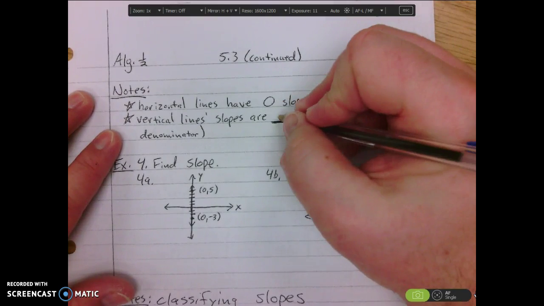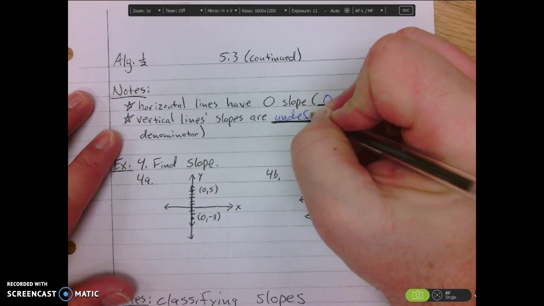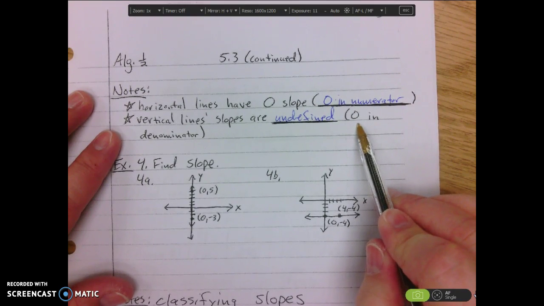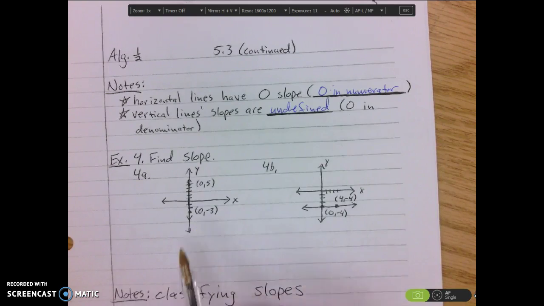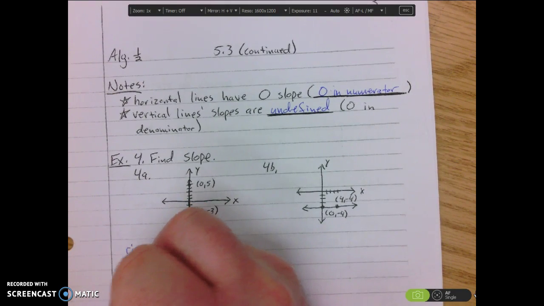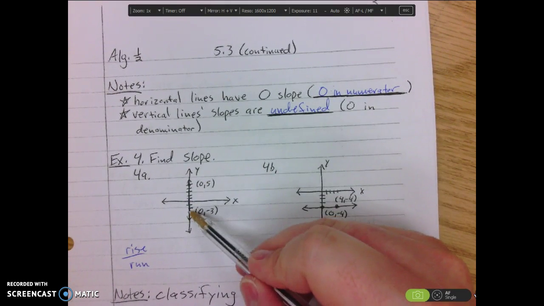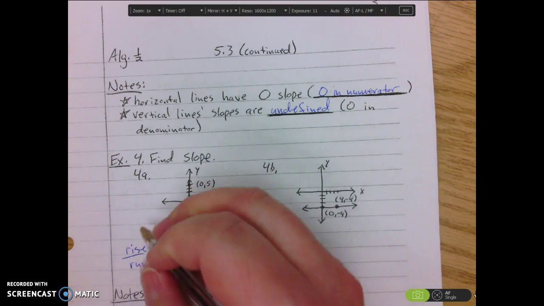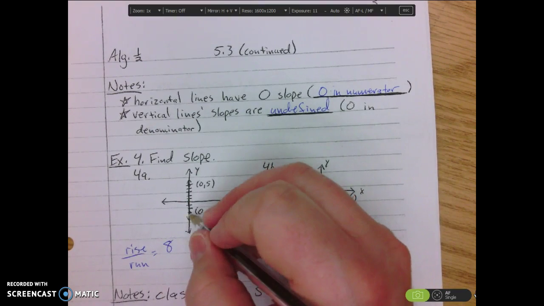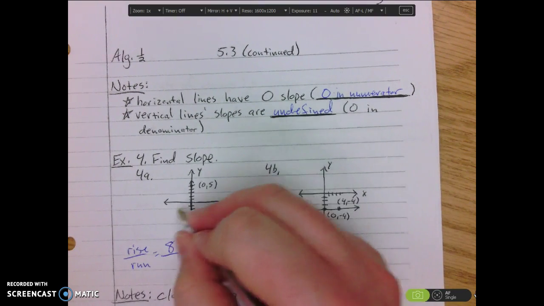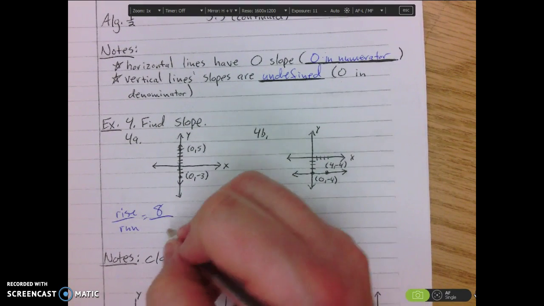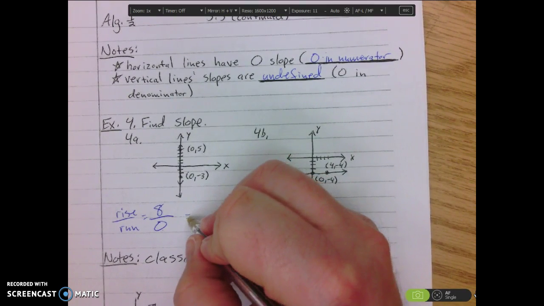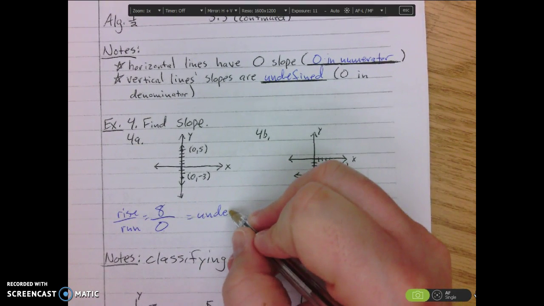Vertical lines, slopes are undefined. Because we would have a 0 in the denominator. Okay, so let's take a look at this to show you real quick. On this one here, rise over run. Here's my line. It goes up 1, 2, 3, 4, 5, 6, 7, 8 units. Or it could go down 8 units if you want to consider that. But it doesn't really matter because if you notice the run, it goes left or right 0 units. It doesn't go left or right at all. 0. So because there's a 0 in the bottom, this is undefined. You cannot have a 0 in the denominator.